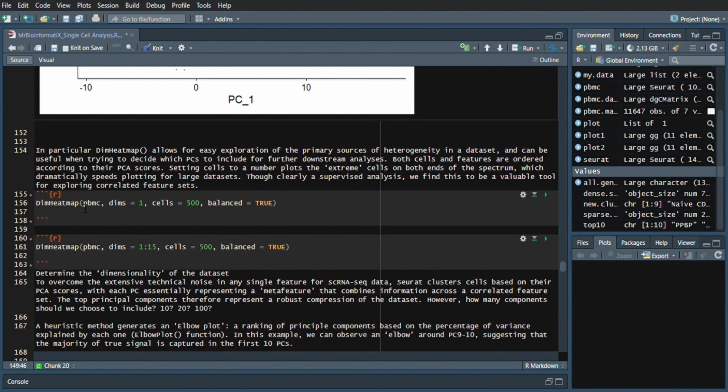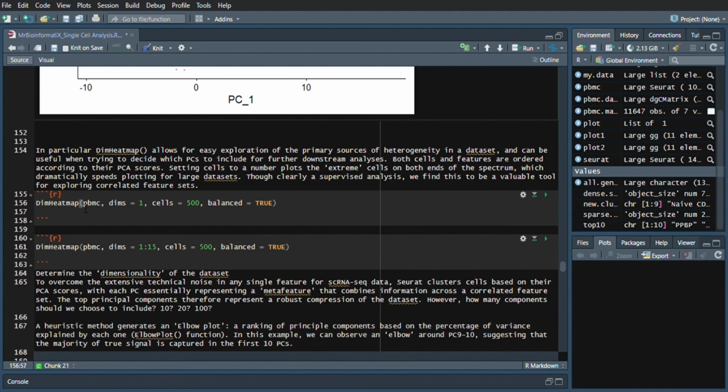So we write DimHeatmap, and we put PBMC, dims = 1, cells = 500, balanced = TRUE. We put dims = 1 to specify that the heat map will focus on the first principal component, or PC1. Cells = 500 limits the heat map to display the top 500 cells with the most extreme PCA scores, both high and low, for faster plotting. And finally, balanced = TRUE ensures that an equal number of cells with positive and negative PCA scores are displayed, giving a more balanced view of variation on both ends.